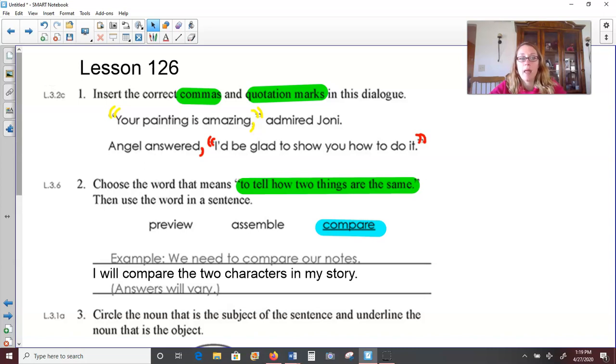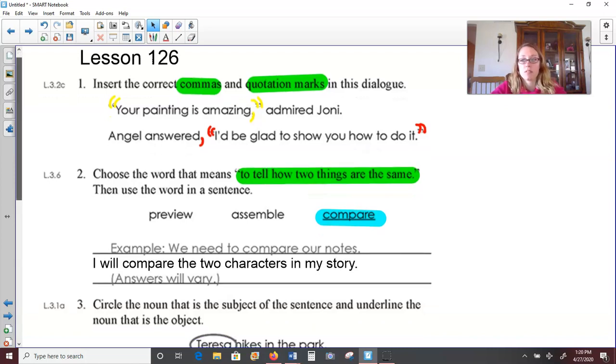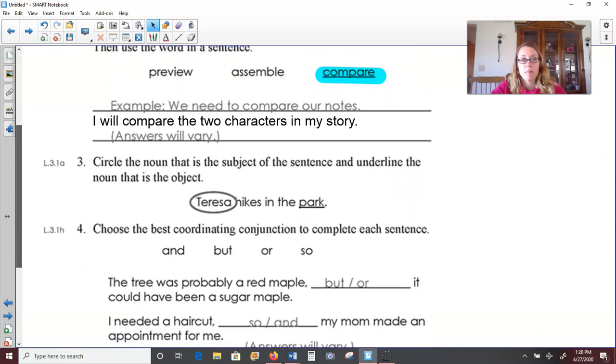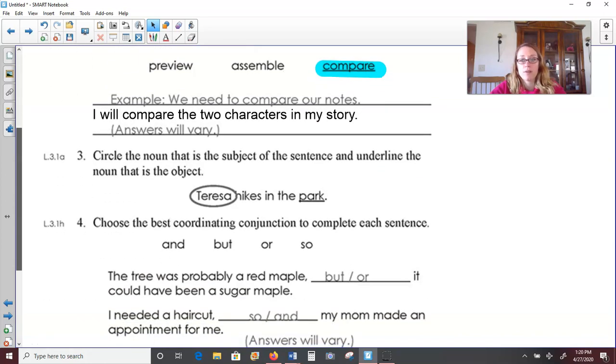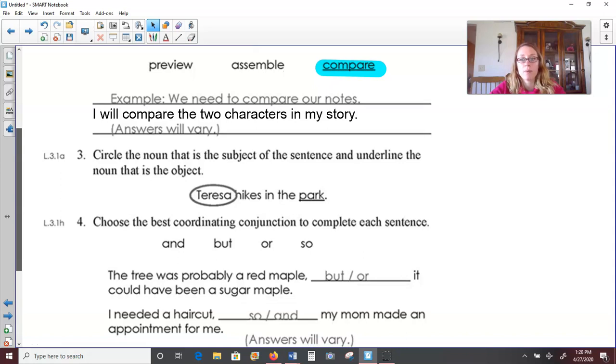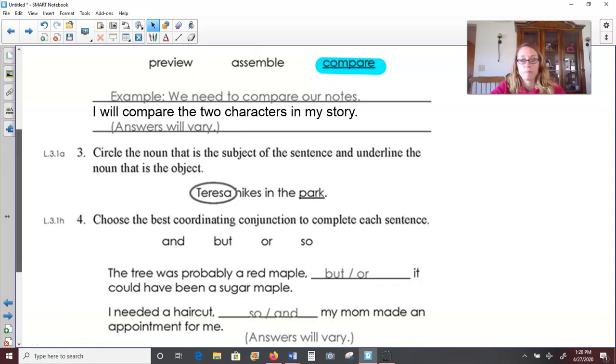You might compare animals in science class. You might compare rocks. There's lots of things that you can compare. And when you compare, you're trying to see how things are the same. So see if you can come up with a sentence of your own, or feel free to borrow mine or the example from the book.